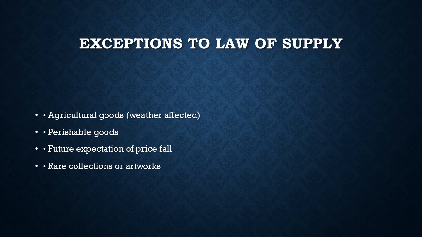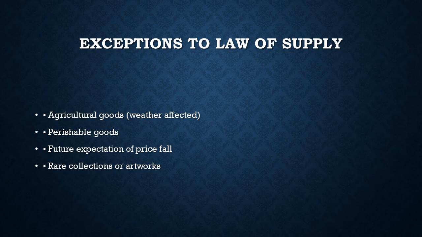The next topic is exceptions to the law of supply. Students, the law of supply usually says that supply increases when price increases. But there are some situations where this does not happen. These are called exceptions. Let's understand them. First one is agricultural goods. Supply depends on weather, not price. Even if the price rises, bad weather can reduce supply.